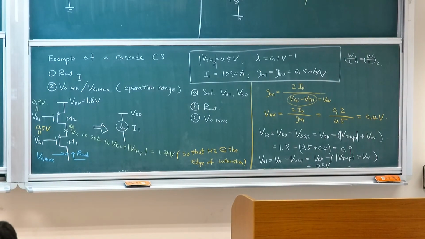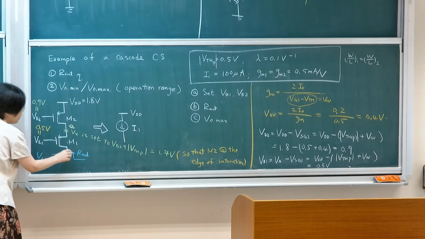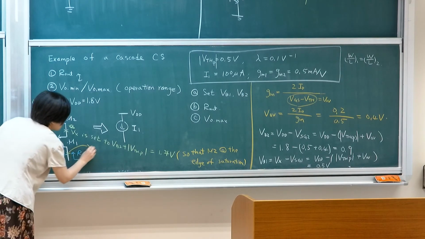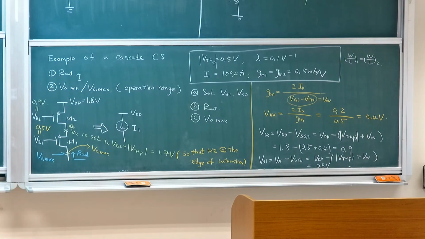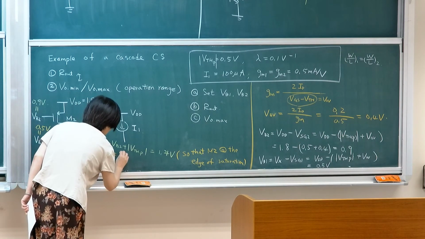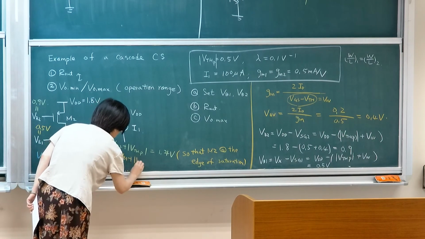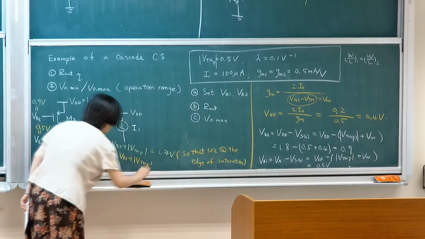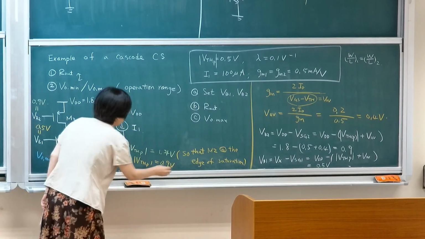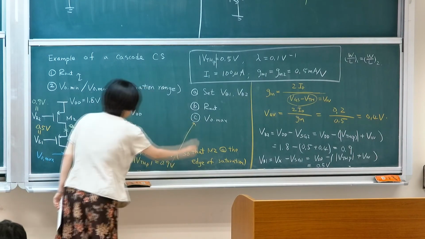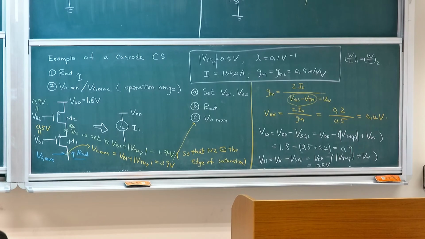So we already know where we want to set these two. So if this is 0.5, what is your VO max, meaning that M1 will remain in saturation? So VO max will then be VB1 plus a threshold, right? So this will be 0.9. So I'm already at answer part C. Okay? So this is when both of them are at the edge of saturation.